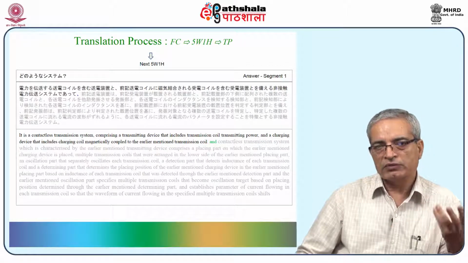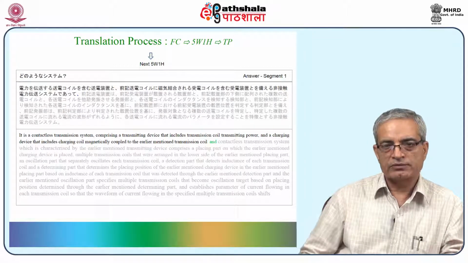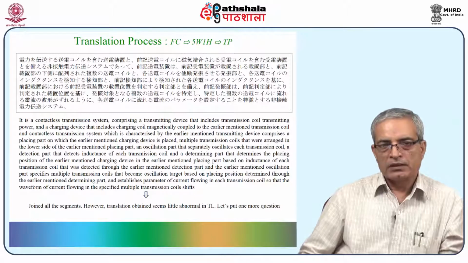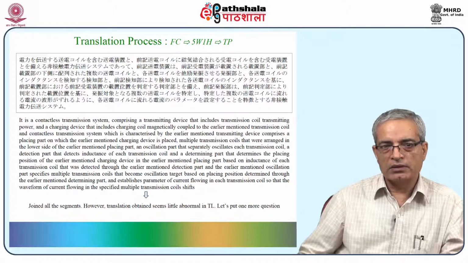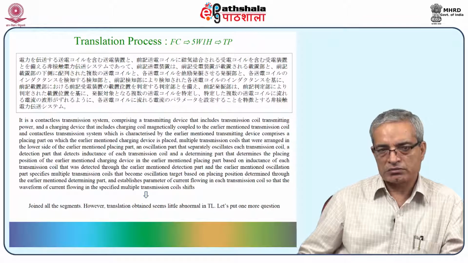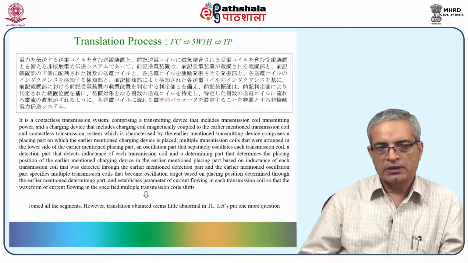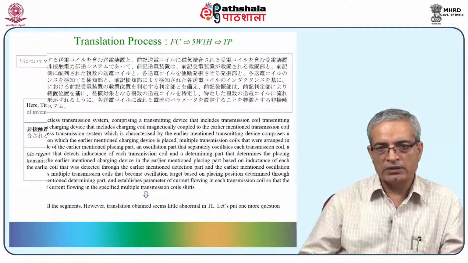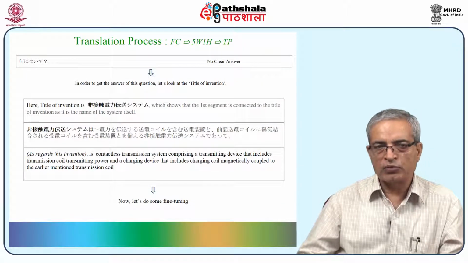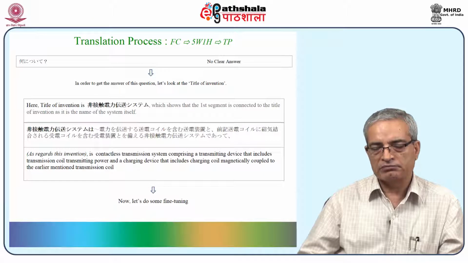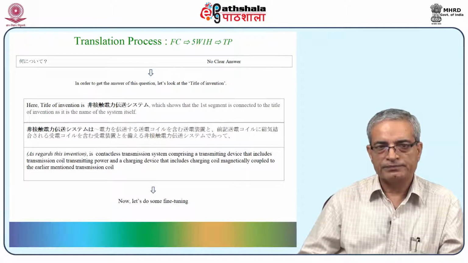So it talks about what type of system. So it says it's a system which has got this. And this comes as the overall translation, which is quite readable. It does make sense. And this is just joining. Let's put one more question now, to check whether we are correct or wrong.